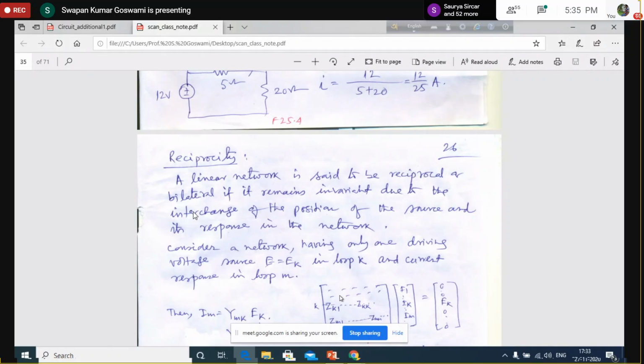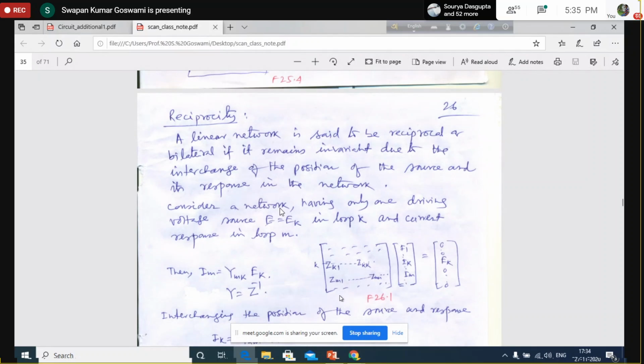Now, let us investigate the property of the reciprocal network in terms of this mathematical model, in terms of the loop impedance matrix and nodal admittance matrix. Now consider a network having only one driving voltage source equal to E, in loop K, and the current response in loop M. We are discussing the reciprocity theorem. So assume that we have a network with only one driving voltage source at loop K.